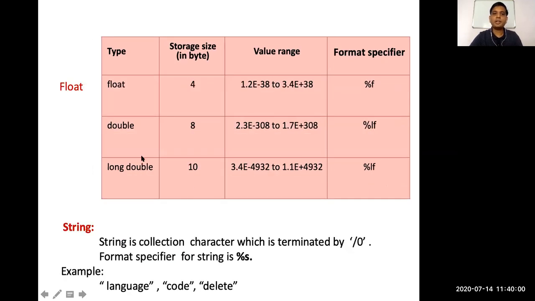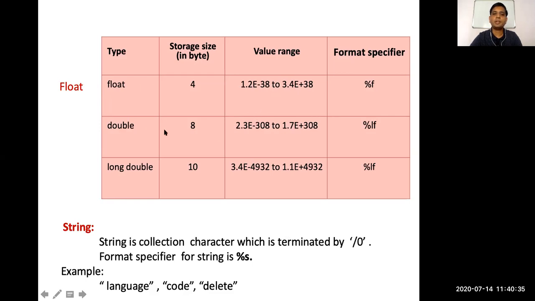Regarding float, the float has a storage size of 4 bytes, and the value range is 1.2 E-38, meaning 10 raised to minus 38, so it is 1.2 into 10 raised to minus 38 to 3.4 into 10 raised to plus 38. So you can just imagine what a big number it is. On 1 there are 38 zeros. So this much big number we can store in a float value.